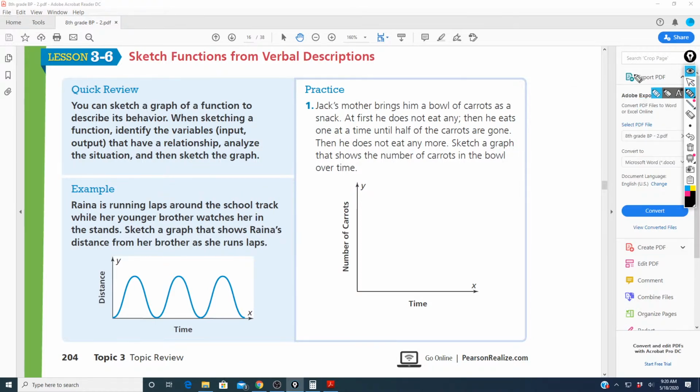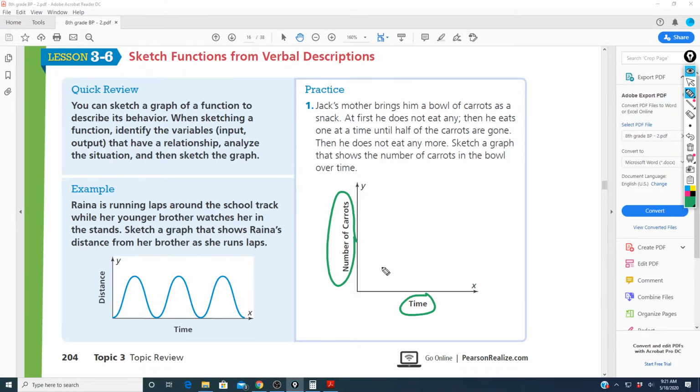So, talk about sketching functions. If you remember, we did this before. You can actually sketch the graph of a function to describe that behavior. So when sketching a function, you identify the variables such as input and output. In this instance, the input is time. As time goes on, as you'll see in our example, we talk about the number of carrots in the bowl over time.